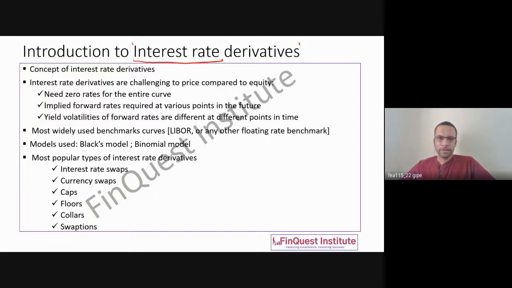Now, generally, when we talk from a modeling perspective, or even from a pricing perspective, interest rate products are slightly difficult to model because we have seen a simple model for equity, which was the GBM.